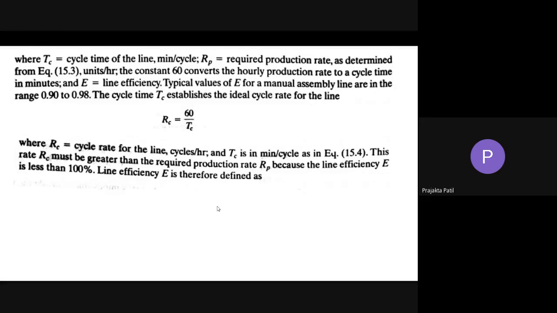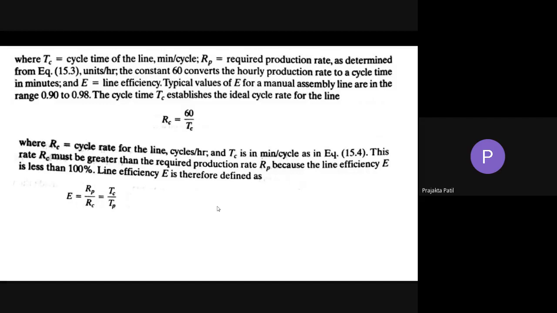Where RC is the cycle rate for the line, this rate RC must be greater than the required production rate RP. Obviously, it will be greater, because RC is what is expected and RP considers all the facts, since the line efficiency is less than 100. So line efficiency is defined as E equals RP divided by RC.